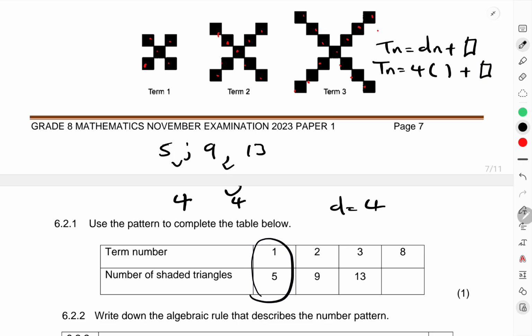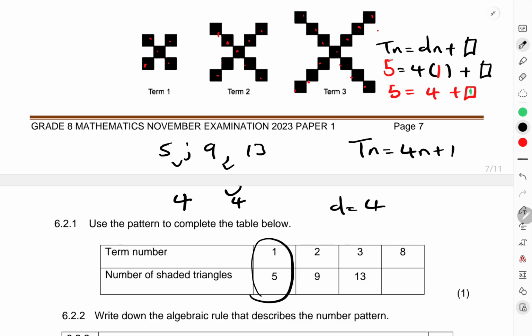In position number 1, or in term number 1, what value do I have? I have 5. Meaning here, I'm going to substitute 1, and here, I'm going to substitute 5, because in position number 1, I have 5. Now, I'm going to have 5 equals 4 plus something. Are 5 and 4 the same? No. What can I add to 4 to get 5? The something that I should add has to be 1. Meaning my rule is going to become Tn equals 4n plus 1. That is going to become my rule.